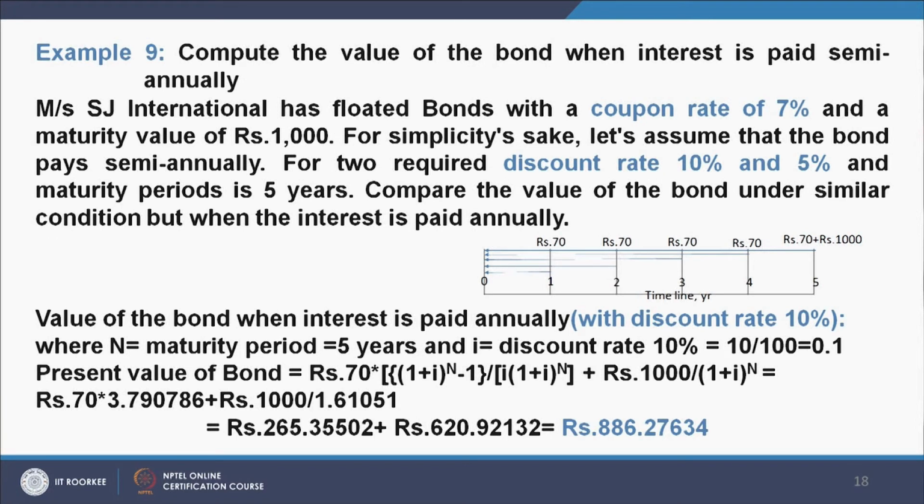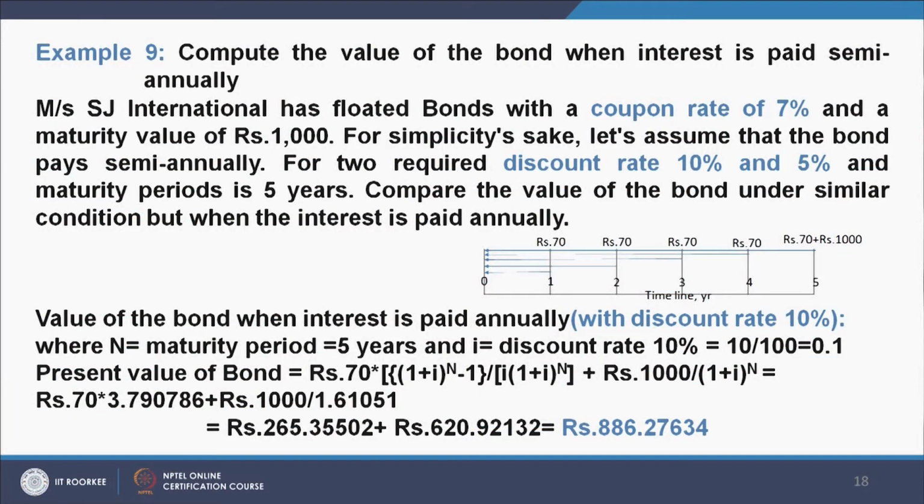So, let us see an example to demonstrate this. Example 9. Compute the value of the bond when interest is paid semi-annually. Messrs. SJ International has floated a bond with a coupon rate of 7% and a maturity value of 1000. For simplicity, let us assume that the bond pays semi-annually, for two required discount rates 10% and 5%, and the maturity period is 5 years. Compare the value of the bond under similar conditions when the interest is paid annually. So, there are two discount rates, 10% and 5%. Let us see the solution.